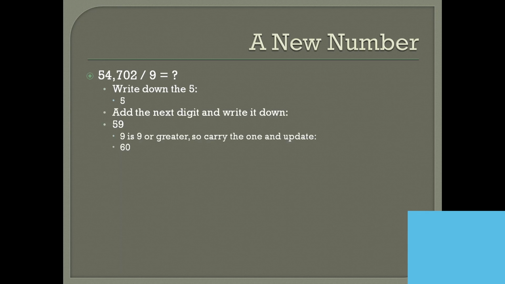So far all the examples happened at the very end. So let's look again at a new number. Let's try 54702. The digits here add up to 18, and of course 18 adds back up to 9, so we know it's divisible by 9 again. So how do we do our division trick here? Well, we start again, we write down our 5, then 5 plus 4 is 9. So we carry the 1 and change that to 6.